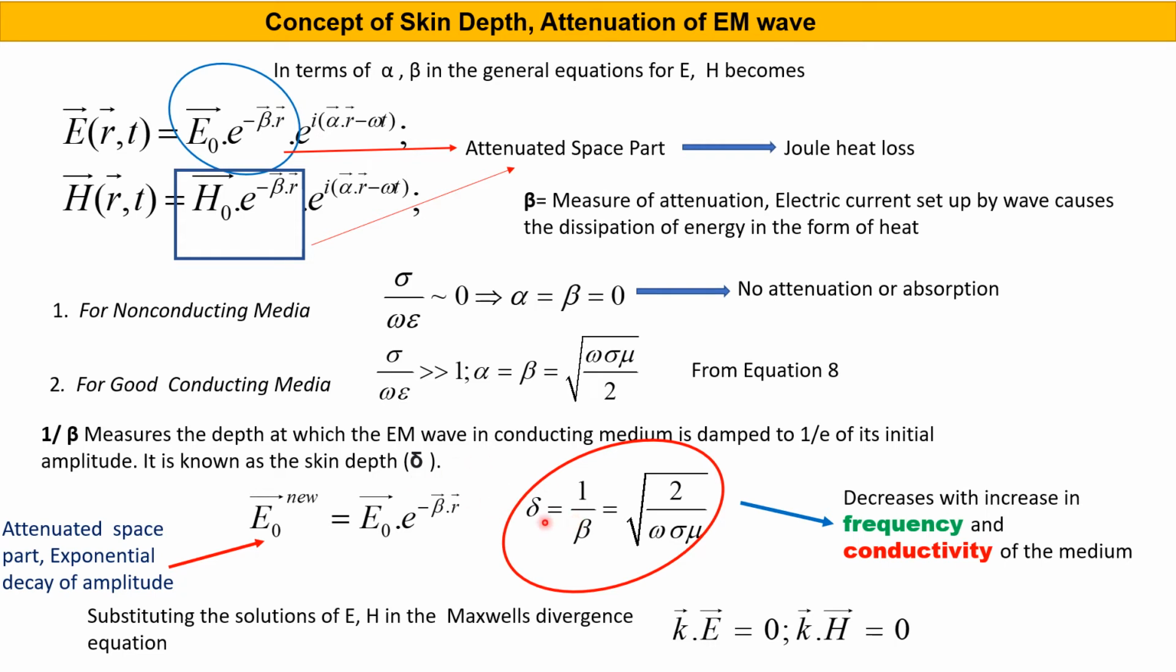Now if we substitute the solutions E and H into divergence of E equal to 0 and divergence of H equal to 0, the homogeneous equations, you can find K dot E0 and K dot H0 are zero, which means it is a transverse wave. The direction of propagation is perpendicular to the electric and magnetic field. This is the same as for the non-conducting medium. So for conducting and non-conducting media, this equation is the same. This is the transverse wave theory.